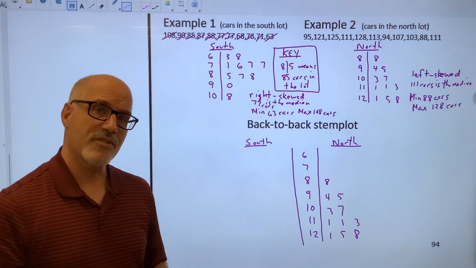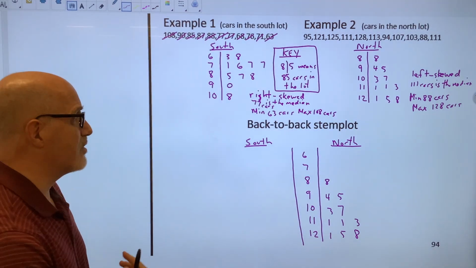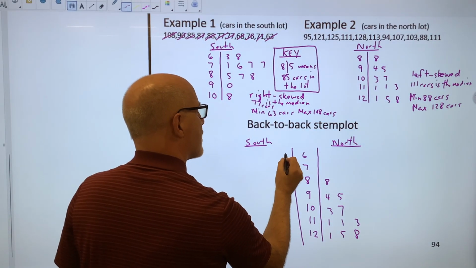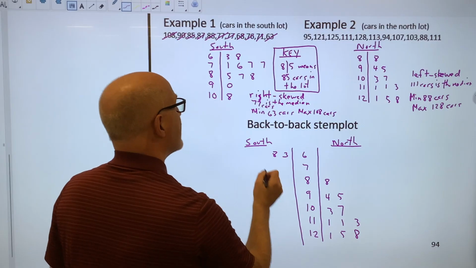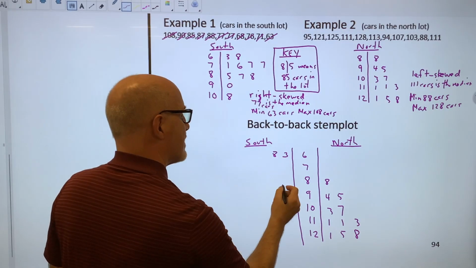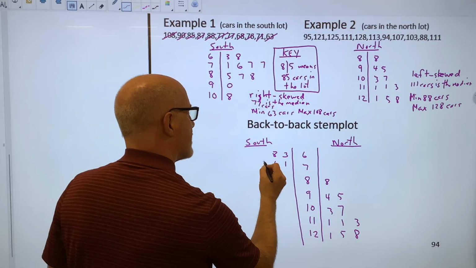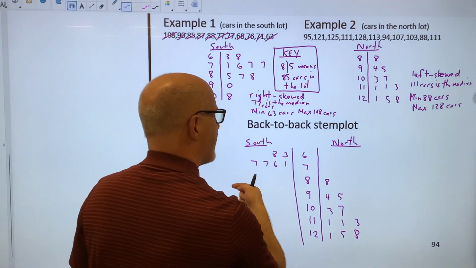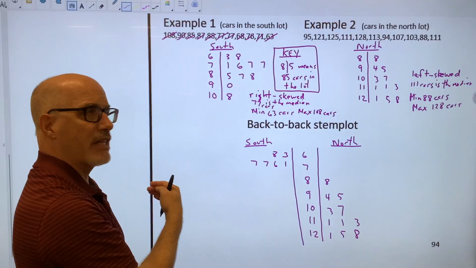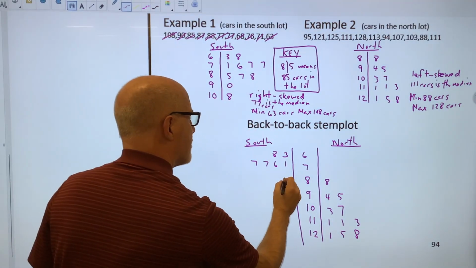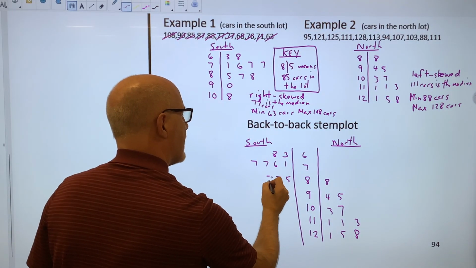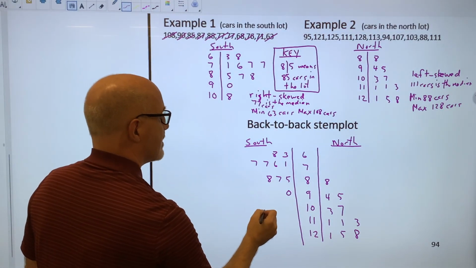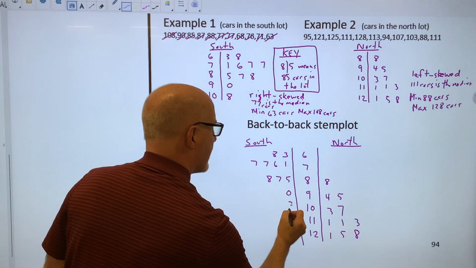Now let's look at the south side. Now this one you gotta go backwards. So when I have a 3, 8 here, I'm gonna go out from the 6 and go 3 and 8. I'm gonna go 1, 6, 7, 7. So instead of going left to right, I'm doing right to left on this, building it out from the middle. Okay, 5, 7, 8, build it out, 5, 7, and 8. And then for the 9, I just have a 0. And for the 10, 108, I just have an 8.